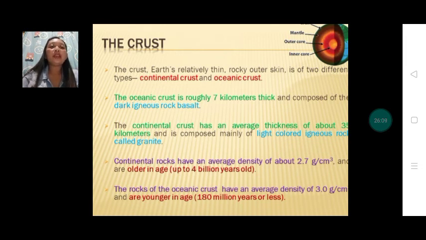Kaya ang sa oceanic crust is only 7 kilometers thick, then the continental crust has an average thickness of about 35 kilometers, and it is also composed mainly of light-colored igneous rock, which is called the granite. Okay, then the continental rocks have an average density of about 2.7 grams per cubic centimeter and are older, aged up to 4 billion years old. Grabe. Dugaya na jud ay, okay.